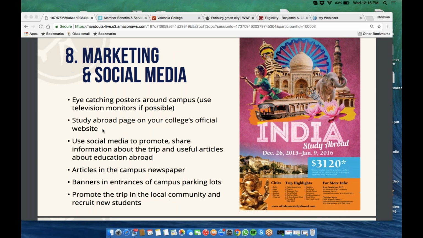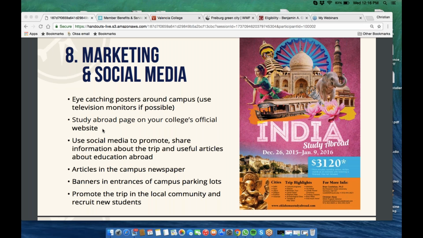Step number 8, marketing and social media. Now, this is a beautiful poster here on the right. It's very eye-catching. It's popping. This is something that we provide to all of our members. If you don't have in-house digital marketing or graphic designers, we can provide posters for you, no problem. We want to find any way to catch the attention of the students throughout the campus while they're going about their day-to-day business, to inform them about these great opportunities. So this is something that we can do for you if you do not have in-house staff, and we go back and forth until you have the perfect product.